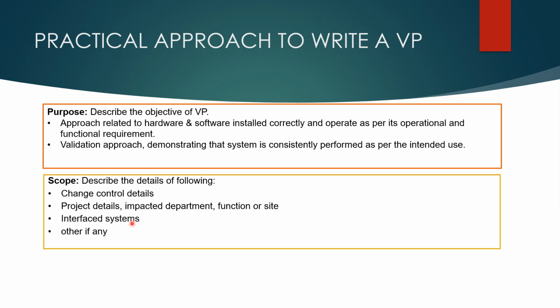Next is the interface system. Here we need to define the system interface. For example, a single software will connect to multiple hardware, or a single hardware will connect to one or more software. And finally, if any other scope is identified, we need to define it in this section.